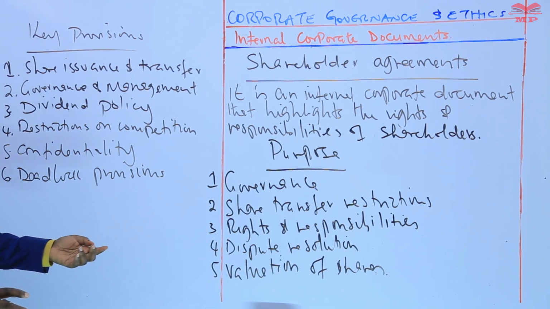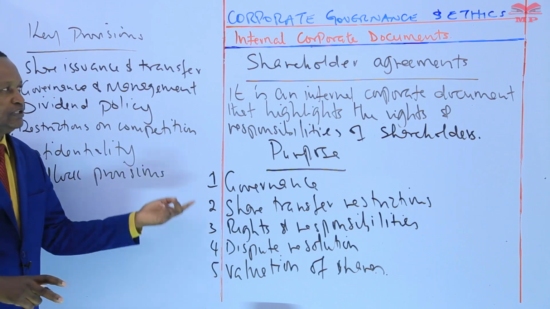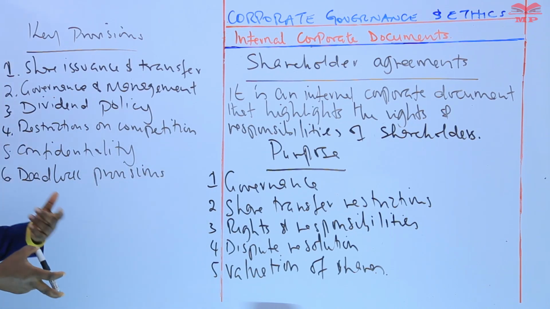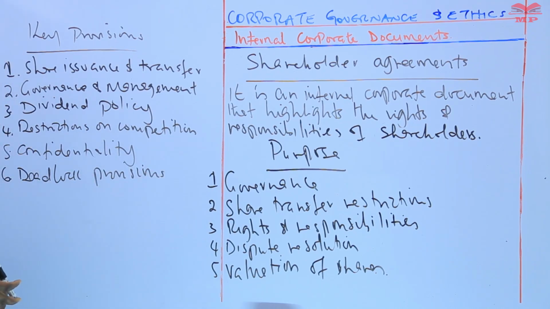We say that one purpose of the shareholder agreements is to resolve conflicts that may arise between shareholders or between shareholders and the company. But there also need to be what we call deadlock provisions within the shareholder agreements that specify the mechanisms for resolving disputes if the shareholders cannot agree. Deadlock provisions.